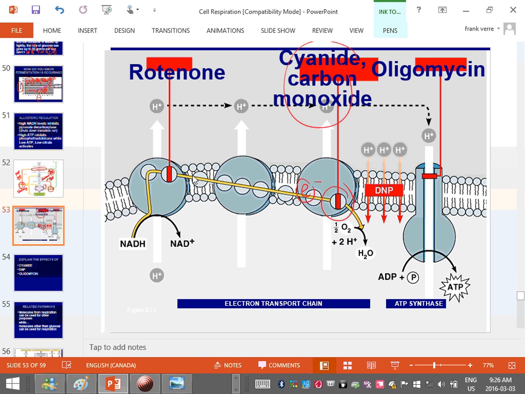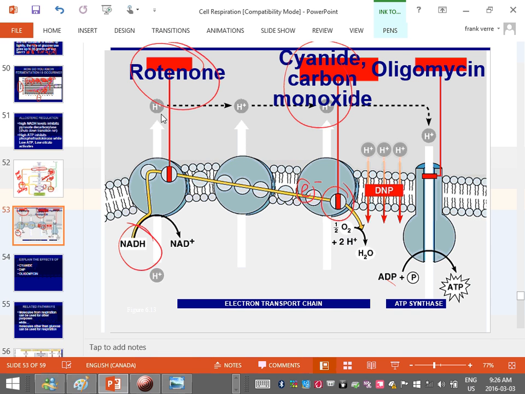If the electrons can't move, what happens to this entire process? It stops. Okay? That means the electrons get stuck. That means we start to accumulate NADH. Then the NADH shuts down stage 2, which then shuts down stage 3. What are you left with? Just stage 1, glycolysis, okay?